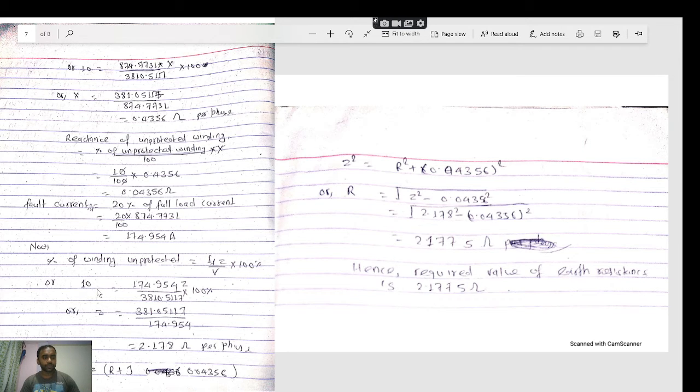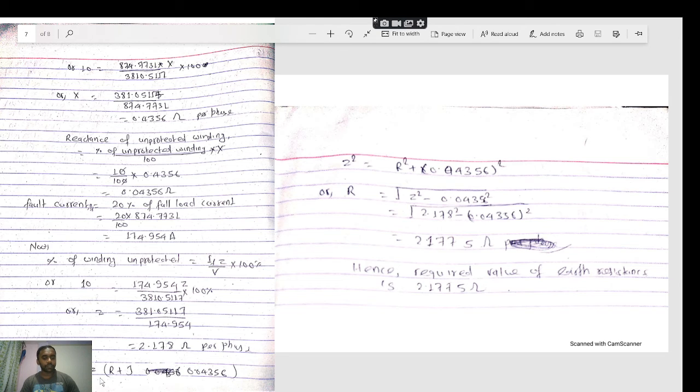Now percentage of winding unprotected equals IF into Z by V into 100%. 10 equals the 10% of winding unprotected, so 10 equals 174.954 into Z divided by 3810.5117 into 100%. So Z equals 381.05117 divided by 174.954, that is 2.178 ohm per phase.